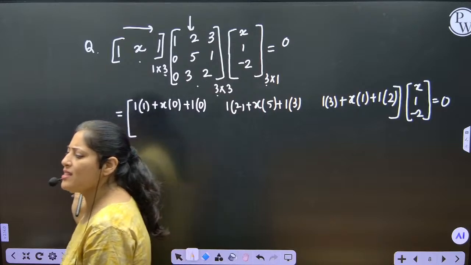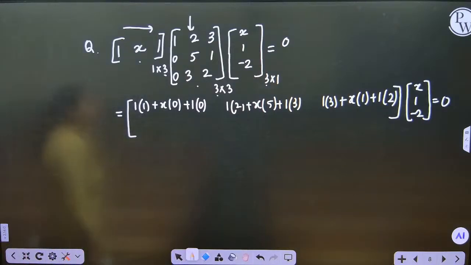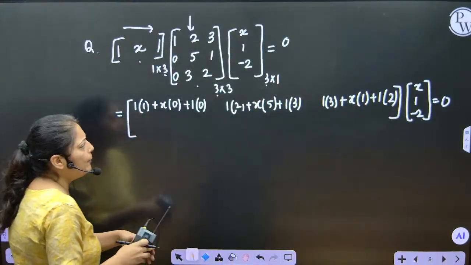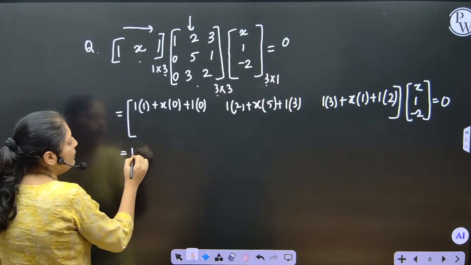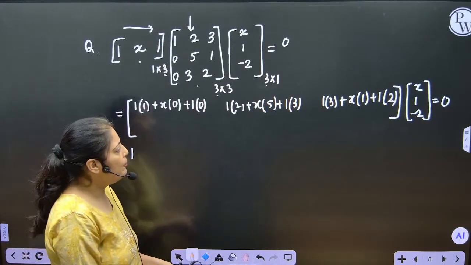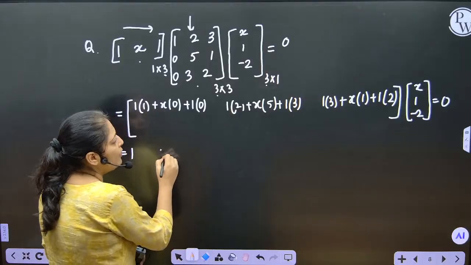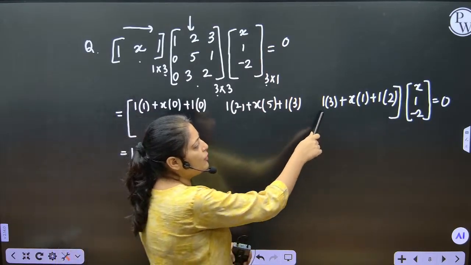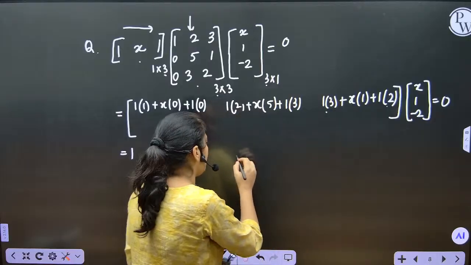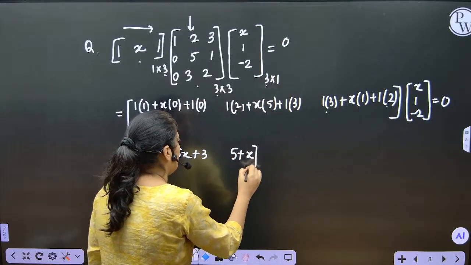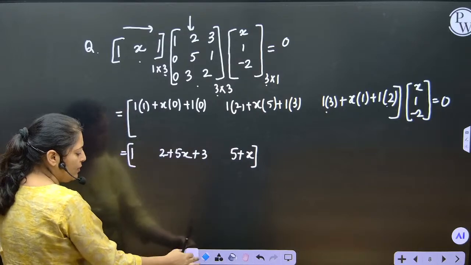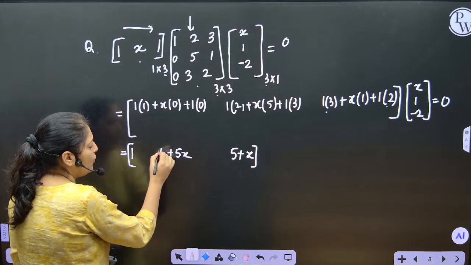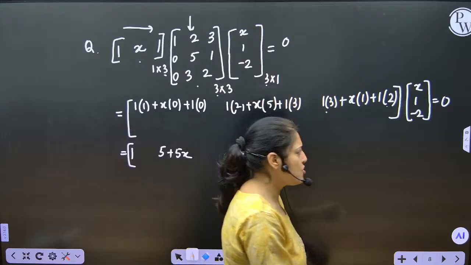Whatever steps they are asking, we'll proceed step by step only. They asked us to multiply these two matrices, so I'm multiplying these two. No rocket science is there. So 1 into 1 is 1. This will anyhow become 0. 2 ones are 2, 5 into x, 5x plus 3. This will become 3, 3 plus 2, 5, so 5 plus x. Why unnecessarily go for longer steps or more steps?